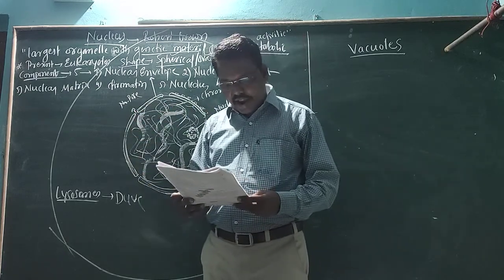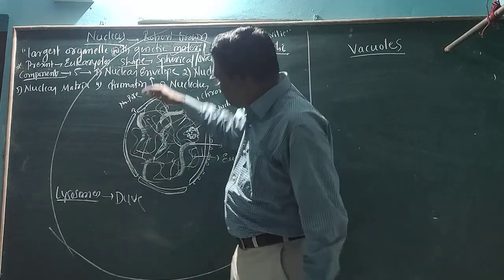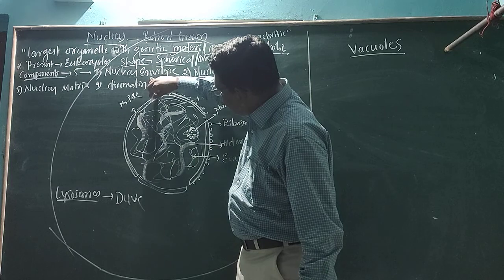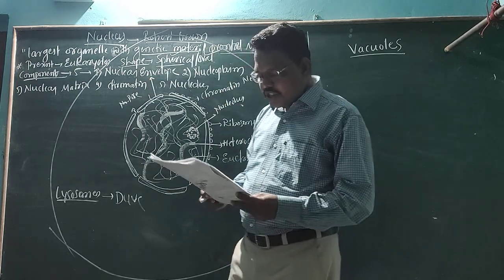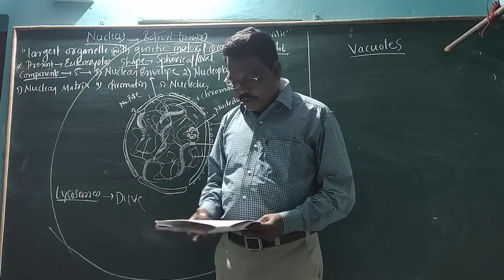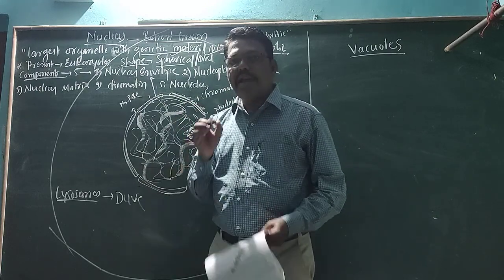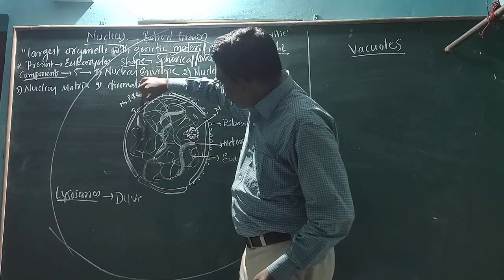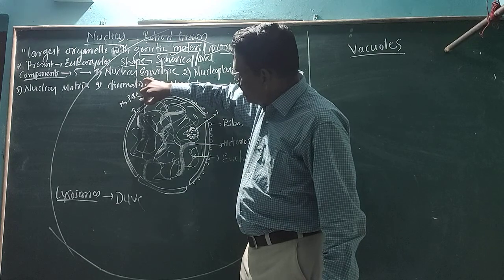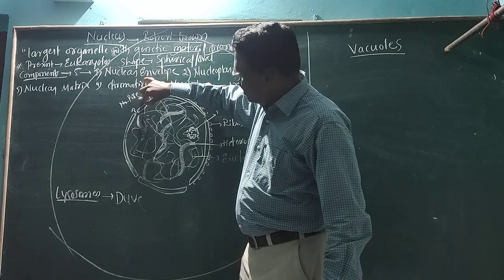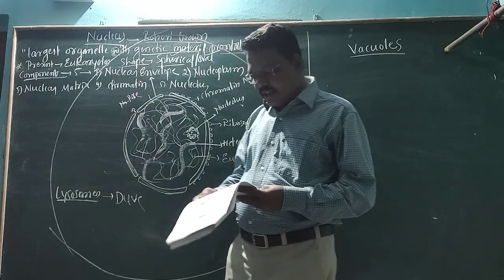The nuclear envelope is a completely double membrane structure. You will see both the outer membrane as well as the inner membrane. It surrounds the nucleus. Each membrane measures about 70 to 80 angstrom in thickness. The outer membrane is 70 to 80 angstrom, and the inner membrane is 70 to 80 angstrom. This is the thickness of the outer as well as inner membrane.